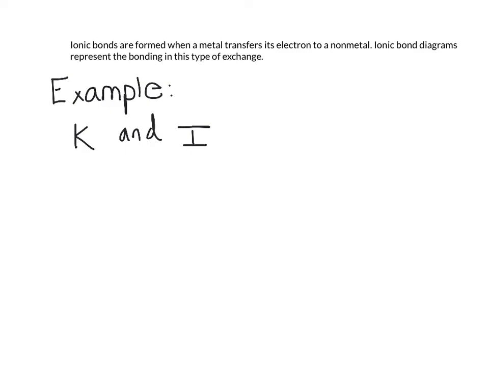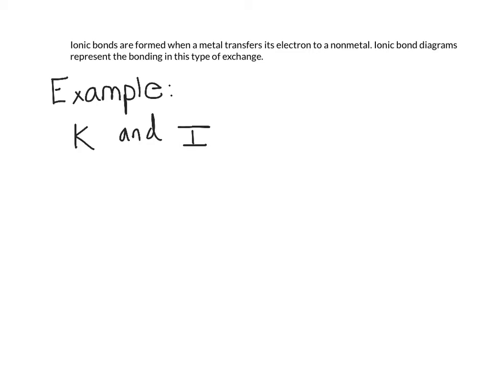Okay, so here we are. We're going to be working with ionic bond diagrams. And remember, ionic bonds are formed when a metal transfers its electron to a nonmetal. Ionic bond diagrams are trying to represent this type of exchange in sort of a visual format.